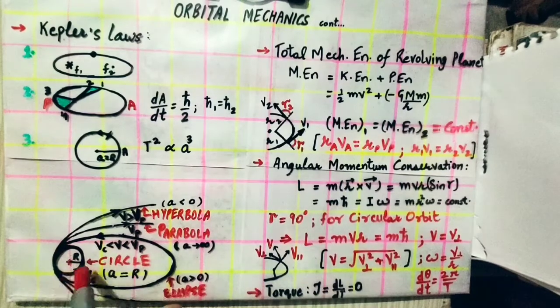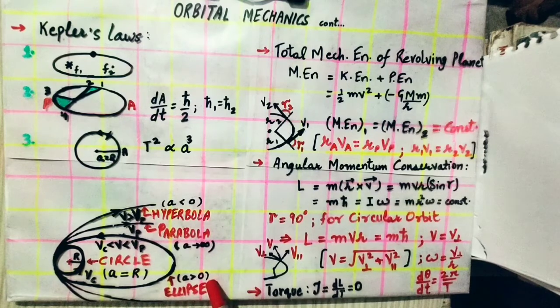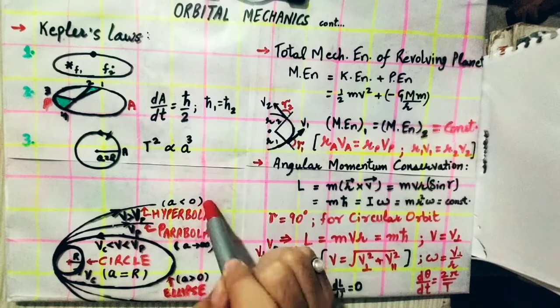In a circular orbit, in which a satellite is revolving around the earth, we can see it is revolving with velocity vc, which has a semi-major axis equal to the radius of the orbit. In the ellipse we have a semi-major axis greater than 0, in the parabola we have a semi-major axis which tends to infinity, and in the hyperbola we have a semi-major axis which is negative, or less than 0.